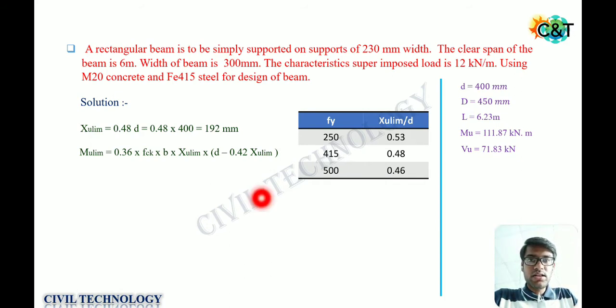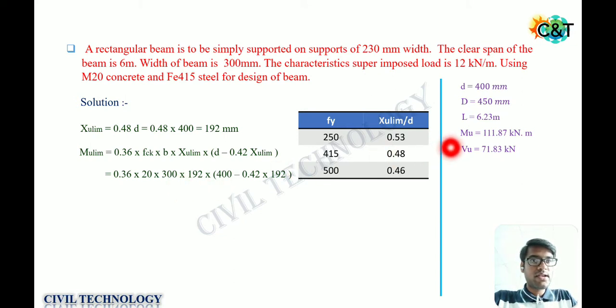All the values we already calculated, just put them in the formula: 0.36 multiplied by 20 grade of concrete. Here you can see the width of the beam is 300 mm, XU limit just calculated 192 mm, effective depth we calculated 400 mm, and 0.42 times the 192. If you calculate on your calculator, you can get the value 132.45 multiplied by 10⁶ Newton mm.